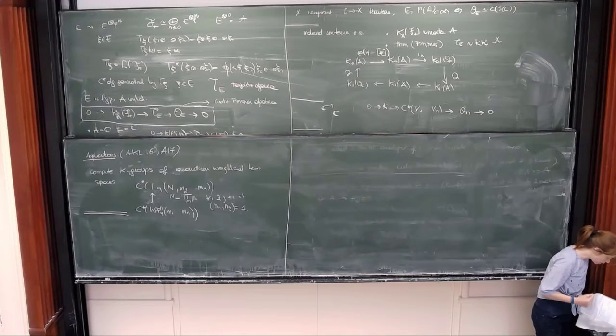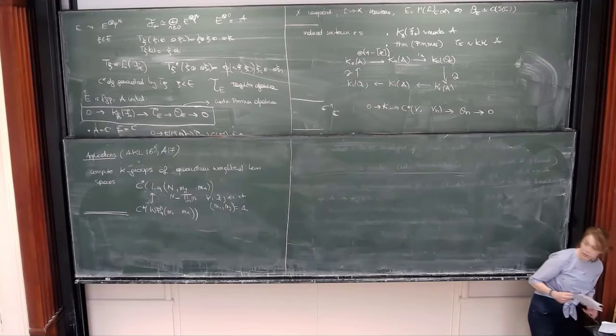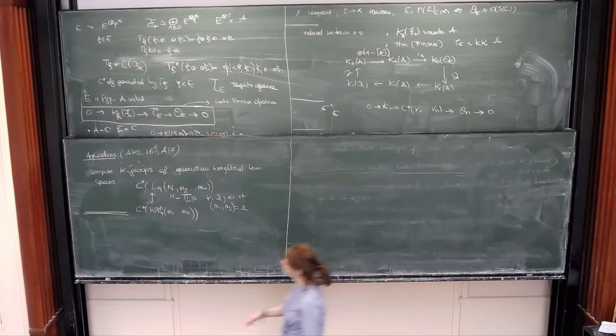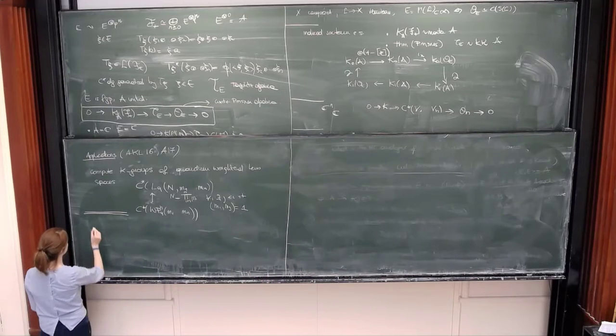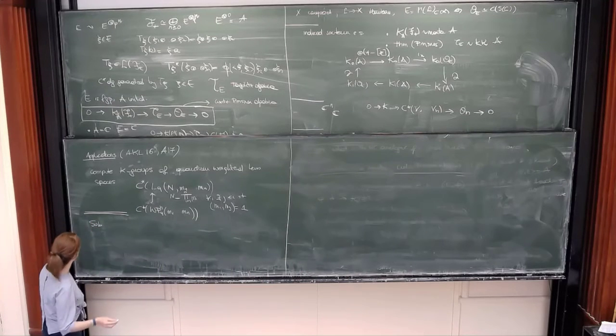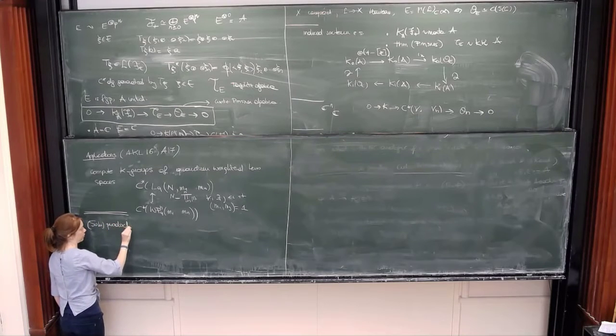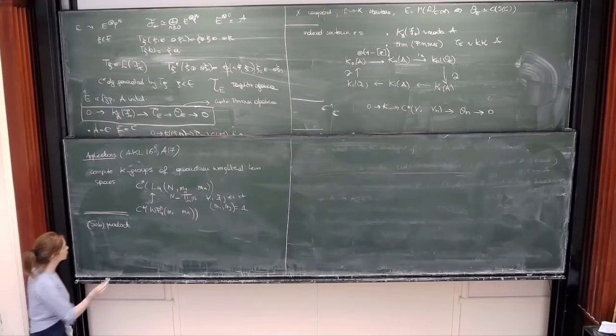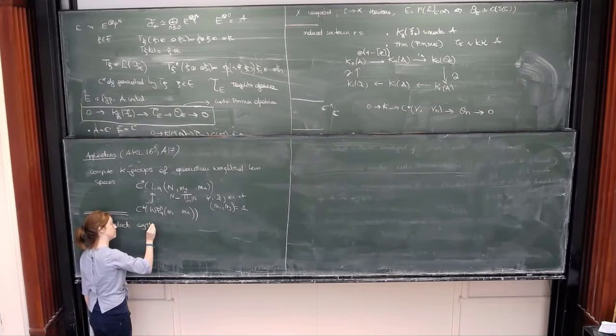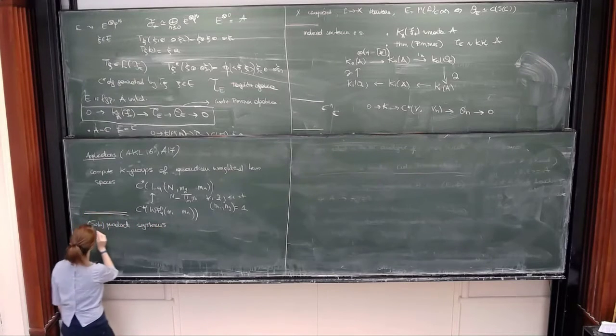To deal with the higher rank case, we need a different notion, which is also related to Cuntz-Pimsner algebras, which is that of what are called subproduct systems. I will explain in a second what this means.